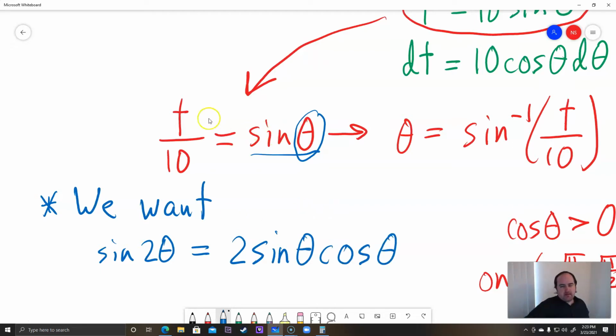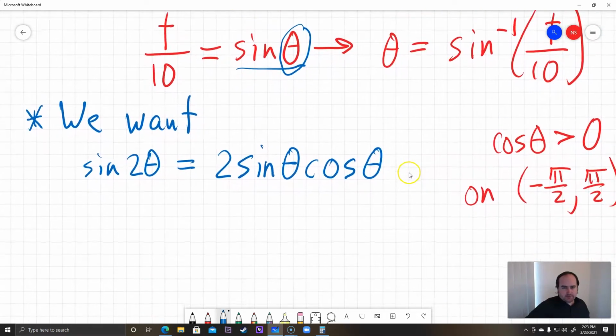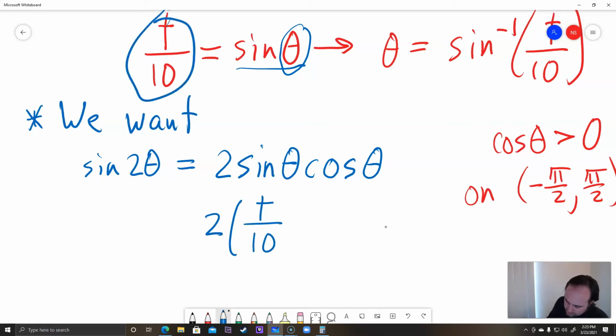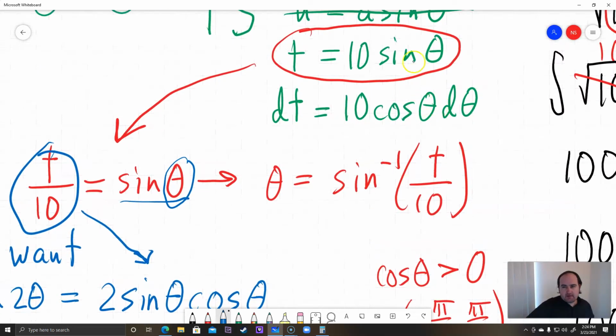We do know that sine of theta is t over 10, so we can plug that in here. But we don't know cosine of theta yet. That's the tricky part. So what we've got here is 2 times t over 10, because t over 10 is the same as sine of theta. But then we need to plug something in for cosine of theta, and we don't really have an expression for cosine of theta. This one over here has a dt and a d theta. We can't have that in our answer.